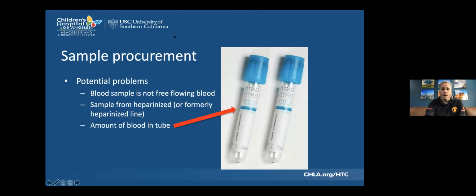Can I comment on the microtainers? I don't know that there are microtainers for blue top tubes, and even so, those can be a little bit more problematic. You don't get a lot of volume. If you do have blue top microtainers, if you get enough sample, then that's fine. Again, you have to do the proper fill though.